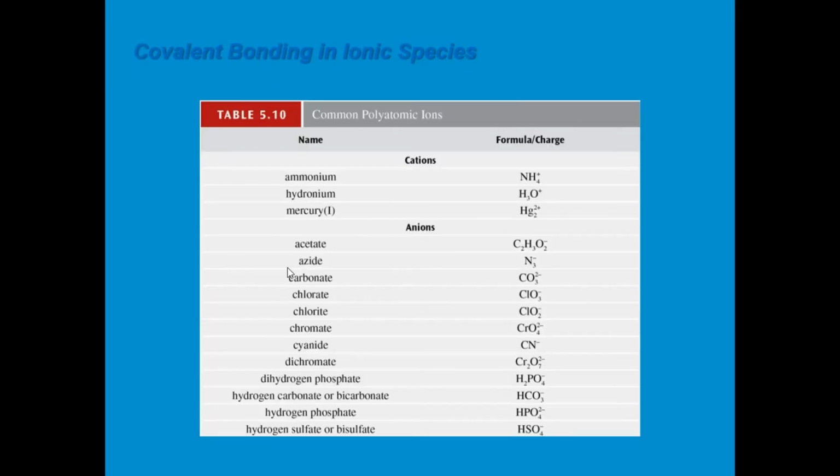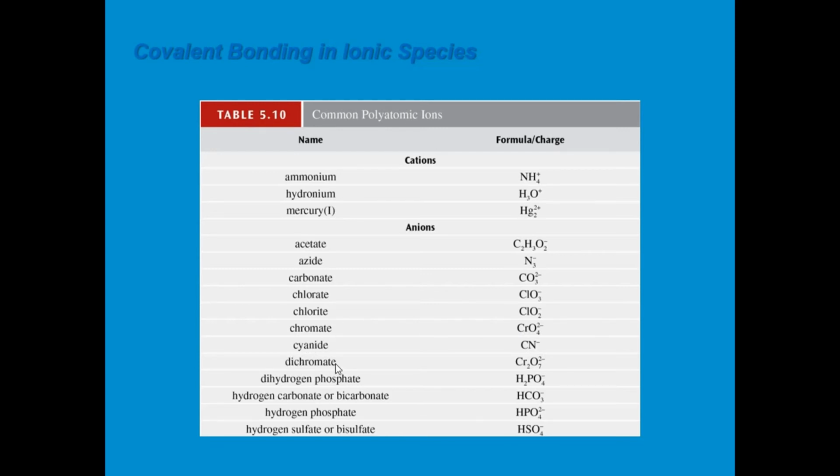Here are the common polyatomic ions that you're in charge of. Ammonium is NH4+, hydronium H3O+, mercury(I), and then you have these weird names on the anions. Acetate, C2H3O2-, azide, which is N3-, carbonate, CO3 2-. You've got chlorate, chlorite. Note the -ates have more than the -ites. Whenever you see -ate, you always have one more O than the -ite. So if I list chlorate as ClO3, chlorite is ClO2.